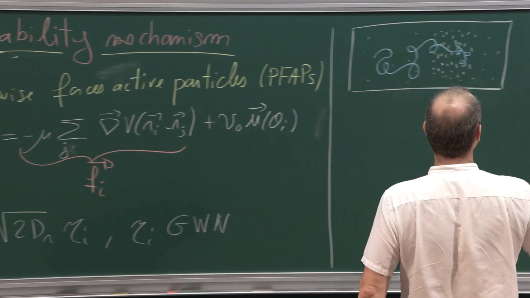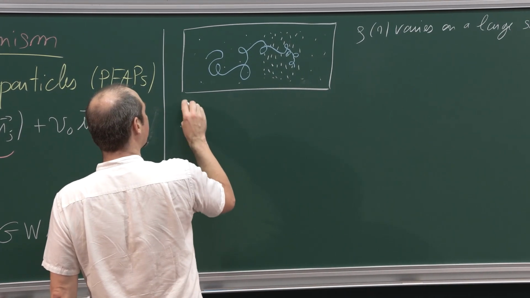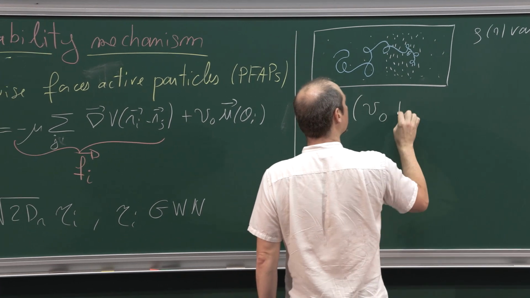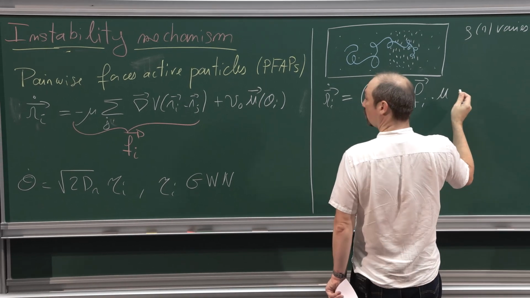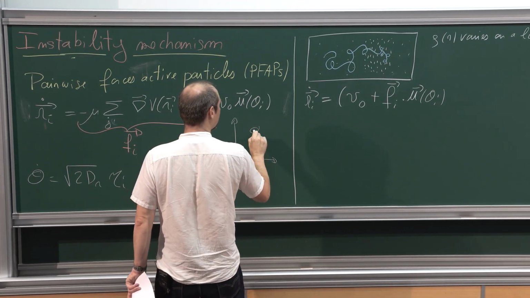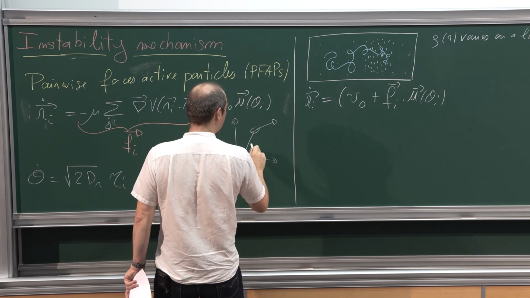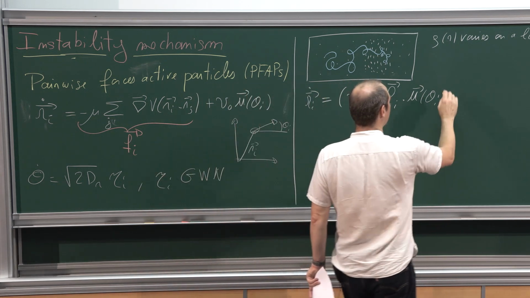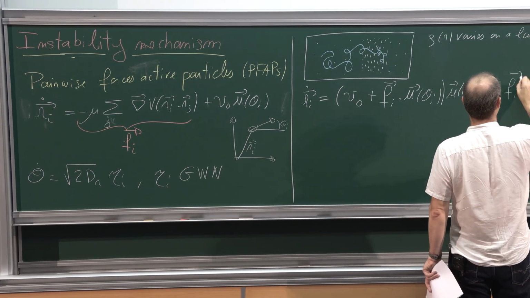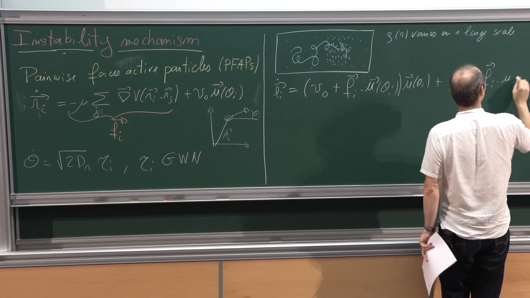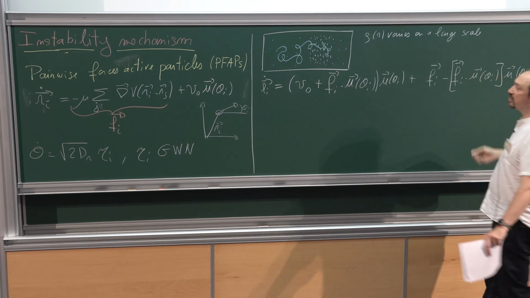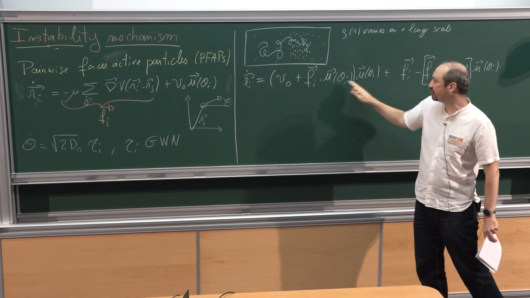And to do that, I will rewrite it as follows. I will say that ri dot, I can take this force and split it between the part projected along u of theta i, u of theta i being the orientation of my particle. So if I have a particle here, this is ri, and this is theta i. And then I also have a part which is orthogonal to the particle, which will be Fi minus Fi dot u of theta i times u of theta i. I haven't done anything in my equation. I've just added and subtracted the projection of F along ui.